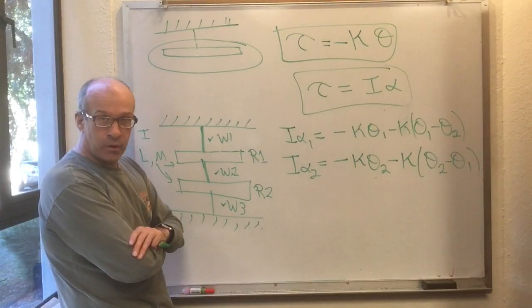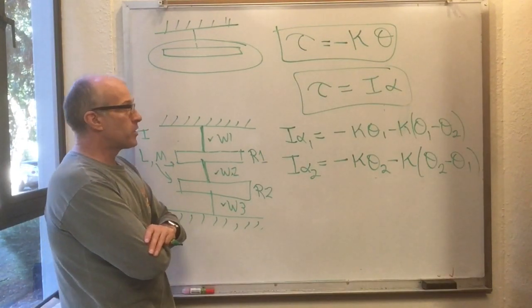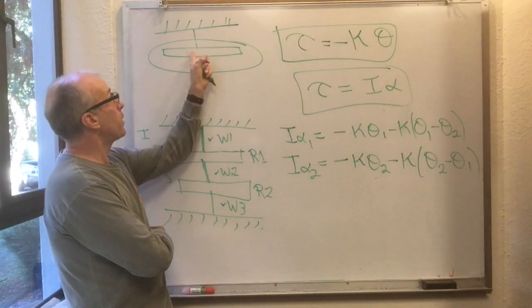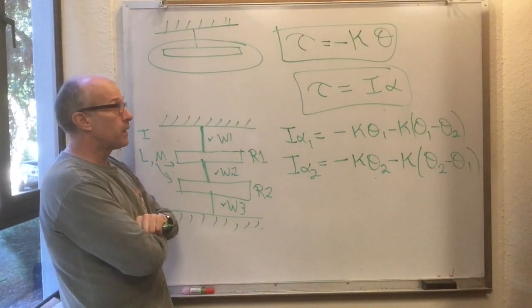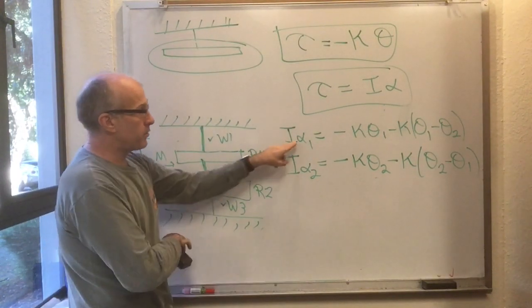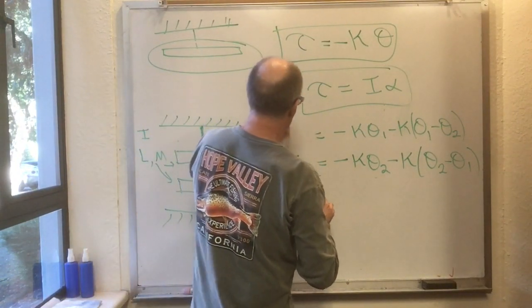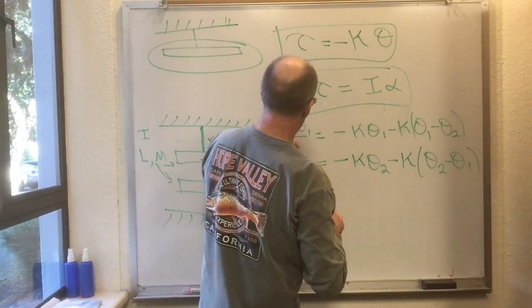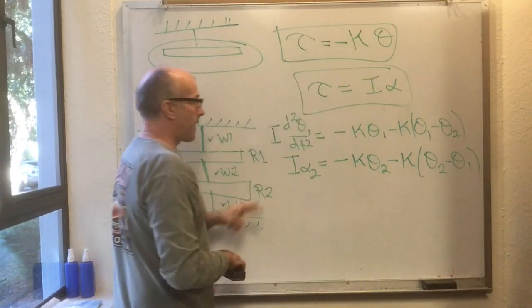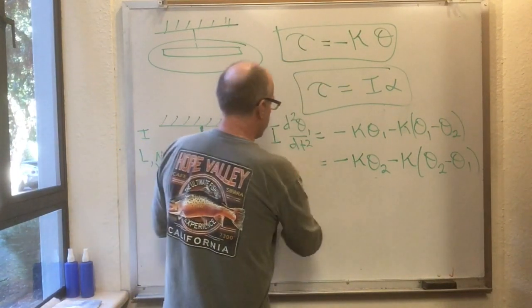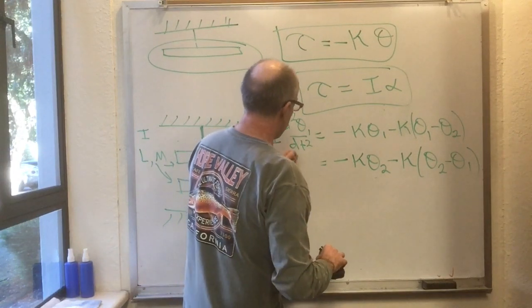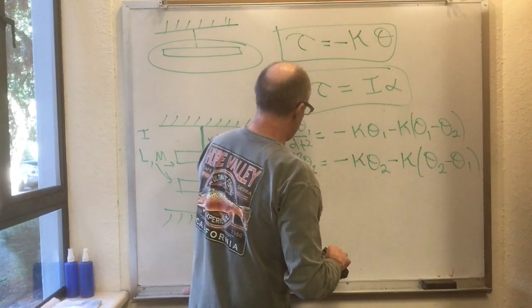So there, I did that work for you. And now, just like when I had only one rod connected to a ceiling, the next thing I'm going to do is use the definition of alpha 1 to rewrite this as I d squared theta 1 dt squared. And then I'm going to use the definition of alpha 2 to write that as d squared theta 2 dt squared.